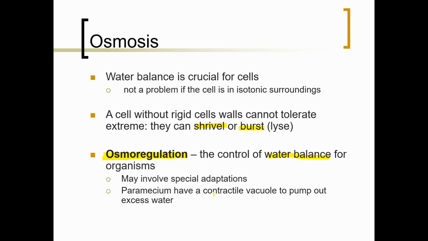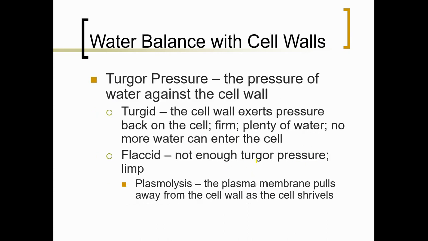Some of your simpler cells, this was in your notes, have the contractile vacuole. This is not a very common organelle, but even some freshwater protists have these vacuoles that help pump out excess water. So even your single-celled organisms are going to have some type of osmotic balance. They're going to have ways of regulating that water moving in and out of that cell. Now, as I mentioned earlier, it is a little bit different for plants.